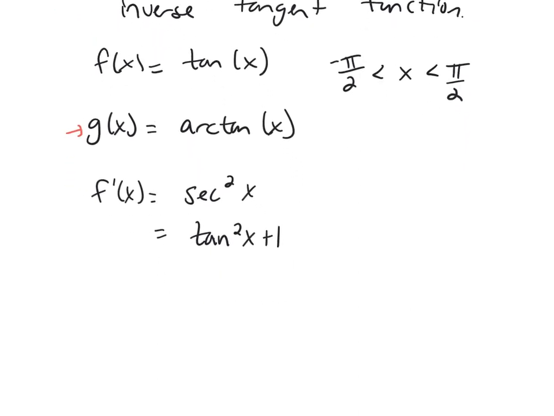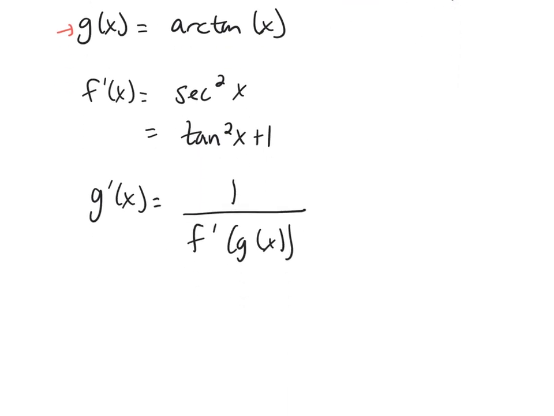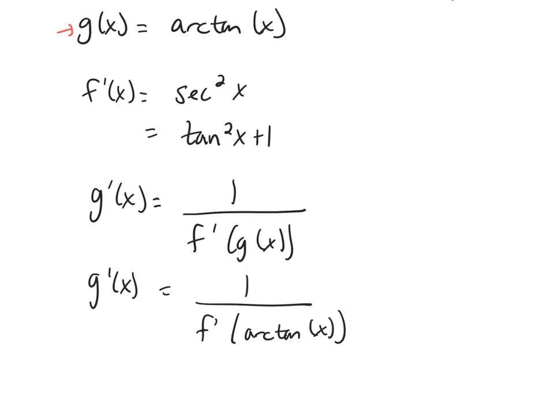Okay, so now let's find g prime of x. Because it's an inverse, we can use our inverse formula. It's 1 over f prime of g of x. So g prime of x will be 1 over f prime. g of x is the arctangent function. So I'm just substituting in for g of x right now.